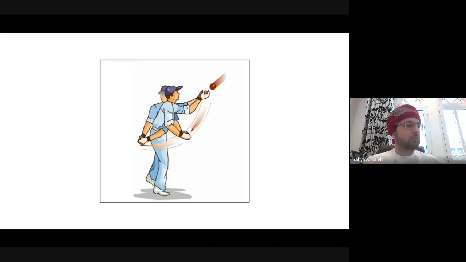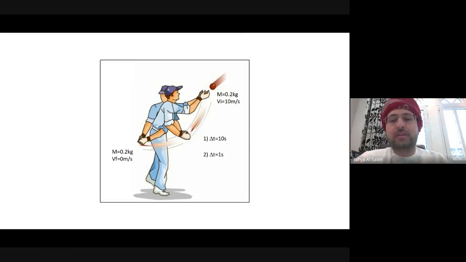All right. Let's think of someone who is catching a ball. Baseball, cricket, or just you throwing stuff at your brother or sister and they're trying to catch it. And think about what are the physical processes that are going on at that point. Initially, the ball is coming, it has a mass of 200 grams, and it's coming at 10 meters per second. Now, you stop it, and your final velocity is 0 meters per second.